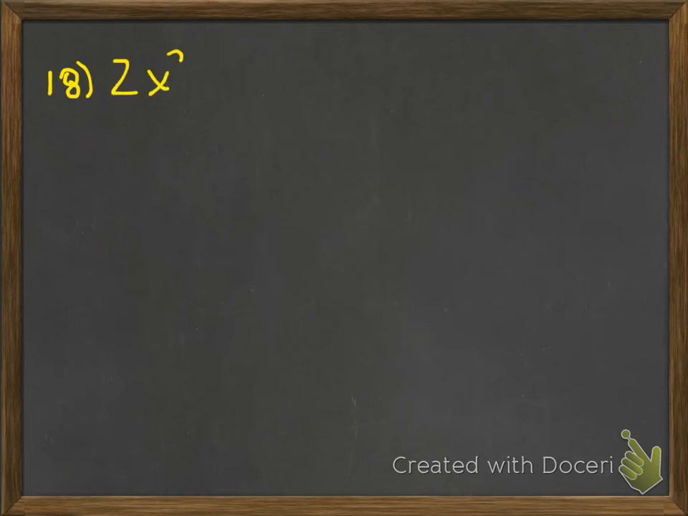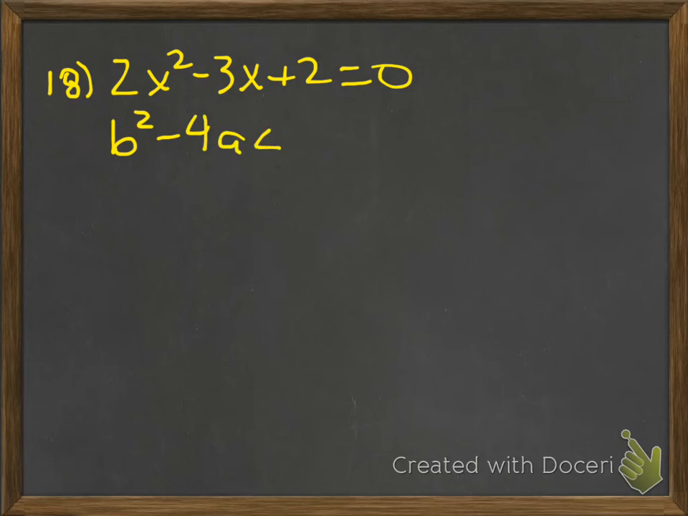So, and then tell me the roots. -3x plus 2. Check your notes to see what type of situation you can have, but this is where we just do the b squared minus 4 times a times c. Here's a, here's b, here's c. Okay, so I'm saying -3 squared minus 4 times 2 times 2.